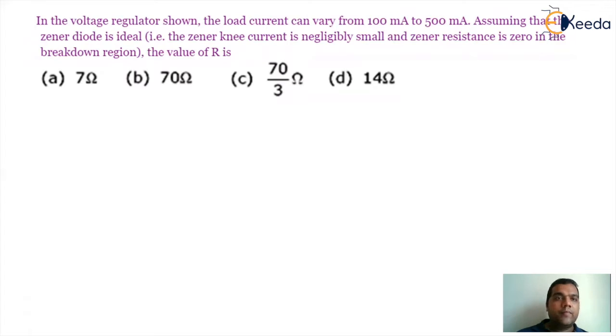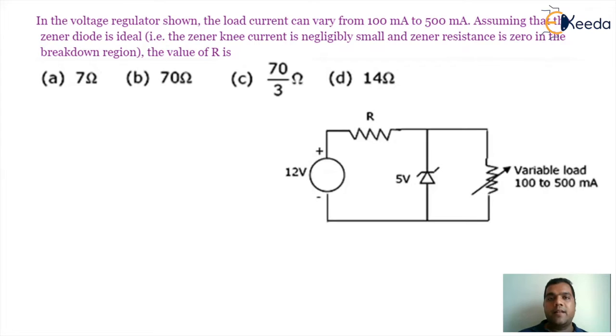Next question. In the voltage regulator shown, let's have a look at the circuitry. Here is a circuitry. The load current can vary from 100 milliampere to 500 milliampere. Assuming that the Zener diode is ideal, that is, the knee current is negligibly small, Zener resistance is 0 in the breakdown, the value of R is. So we are supposed to find the value of R.